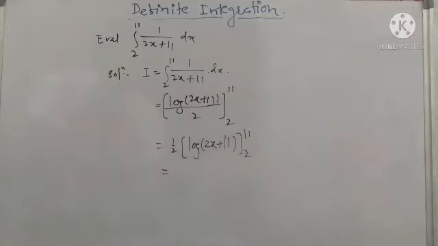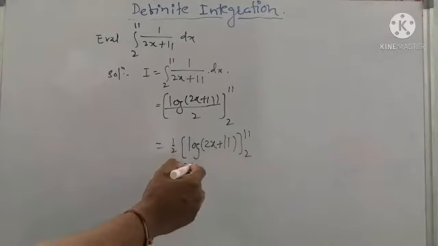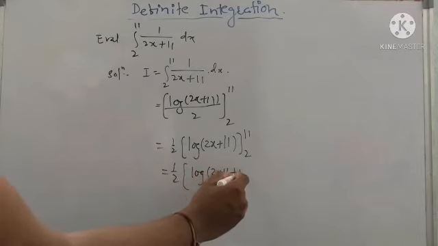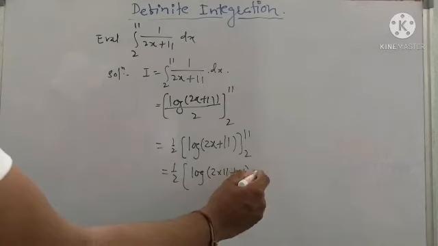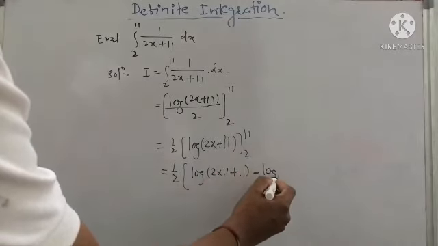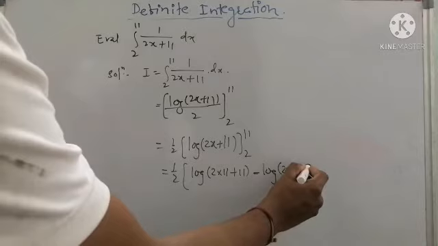Now putting the upper limit first, as 1 by 2 is a constant, so in the bracket we first get the upper value as x is 11. So this term log of 2x plus 11 with x as 11, we get log of 2 into 11 plus 11, and then put a minus sign, and again in the same term of x we put the lower limit of integration, as it is 2, so we get the lower value as log of 2 into 2 plus 11.